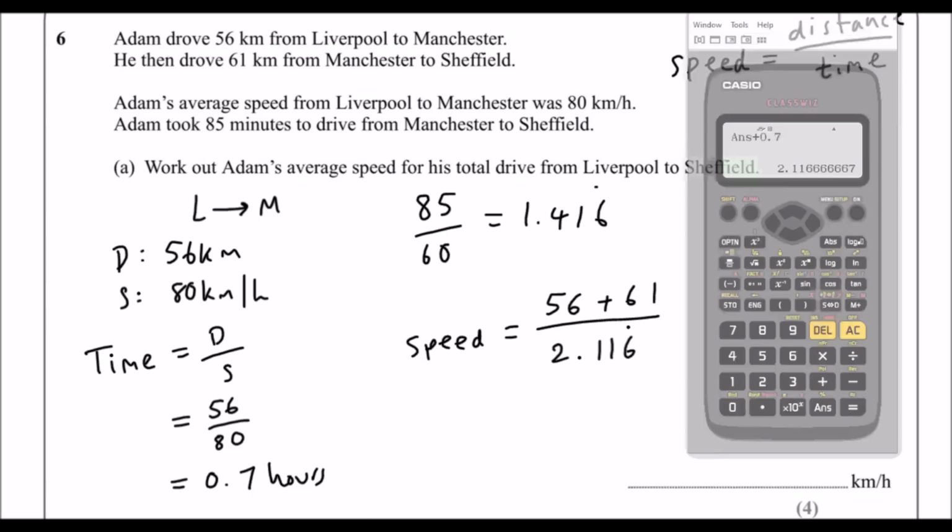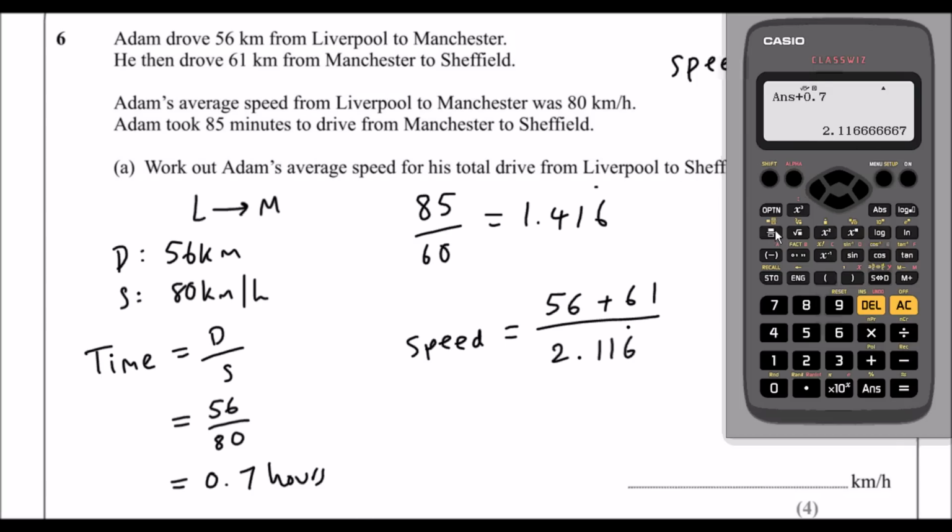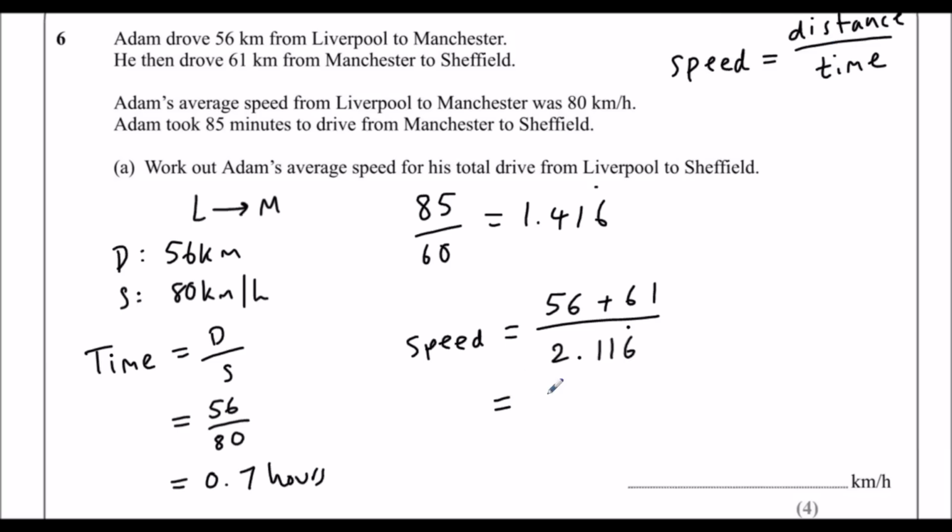So if we just type that into the calculator, we'll use the answer button for this. So 56 plus 61 over the answer is 55.3 kilometers per hour.